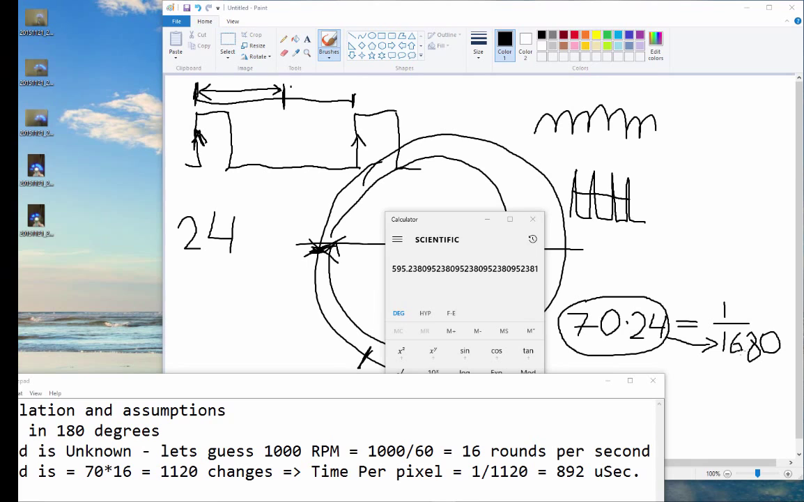So I got this number, divided by 1680. So the frequency per pixel, or the time that we need to turn on and off each LED, is about 600 microseconds. 600 microseconds is not a problem for any microcontrollers that run, let's say, above 10 megahertz today. So we need to turn off and on each 600 microseconds.